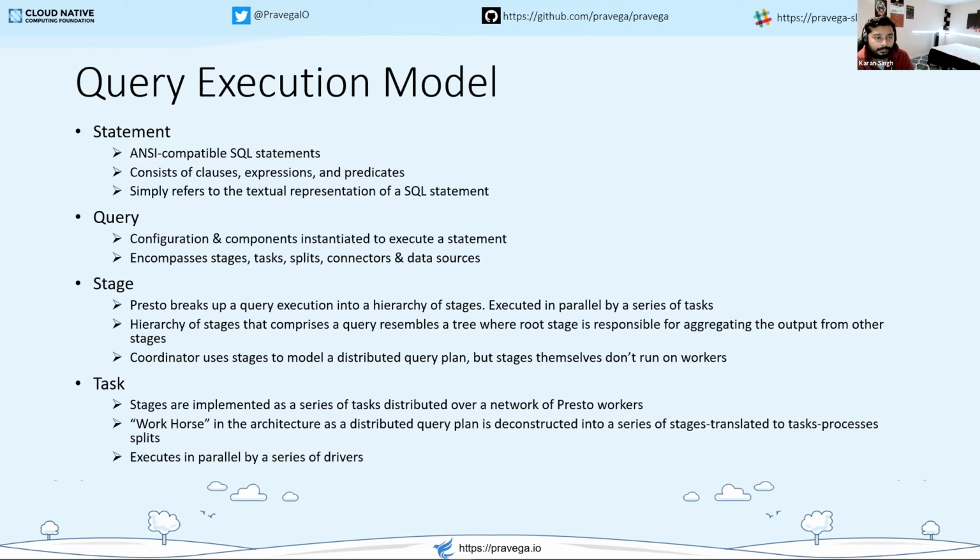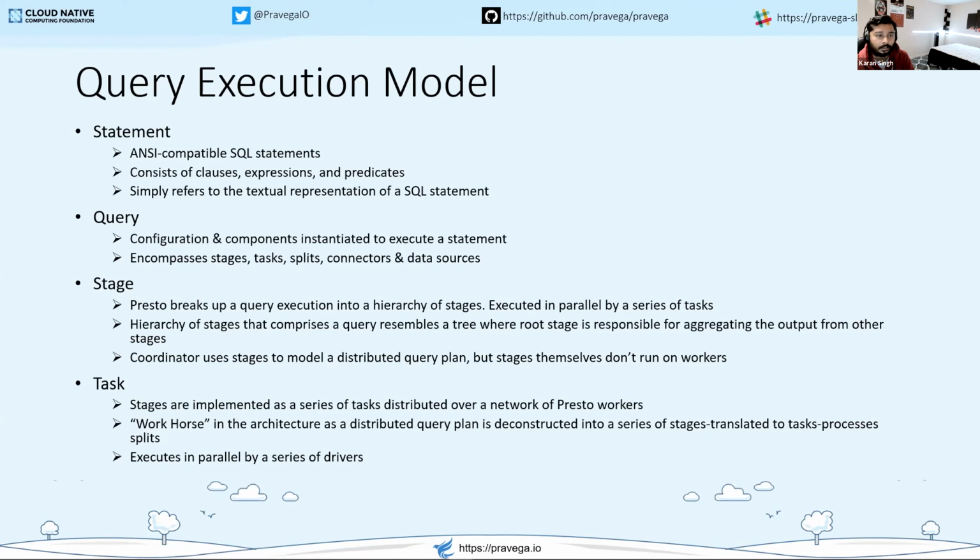The next level of unit after stages for a query is a task in Presto. Each stage is implemented as a series of tasks which are distributed over a network of Presto workers, and these tasks are set up by the coordinator and assigned to the workers. Workhorse is a term that Presto uses in the architecture, as a distributed query plan is deconstructed at the worker level into a series of stages, translated to tasks and processes which are executed on the worker nodes on snaps of data or splits of data. It executes in parallel by a series of drivers.